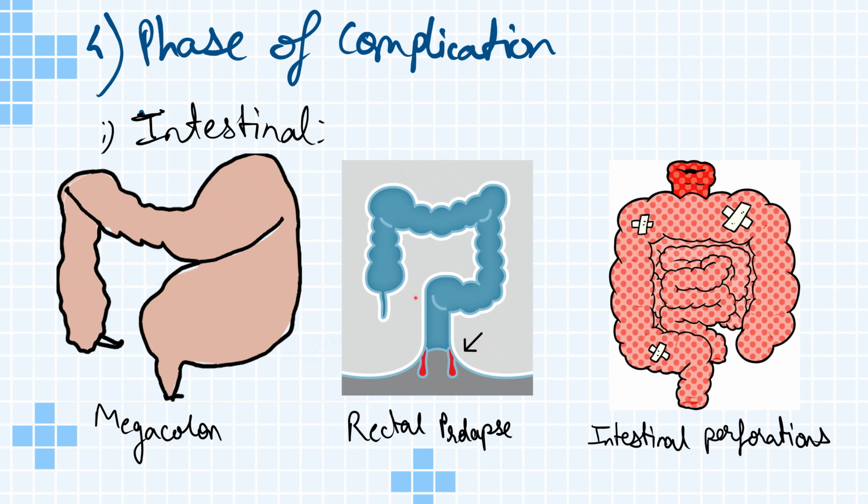The second one is rectal prolapse. How does it happen? Because of continuous toilet trips, it strains the rectal wall, leading to prolapse. And lastly, it is intestinal perforation. How does it happen? Because of epithelial damage and deep ulceration, it leads to formation of holes in the intestines.